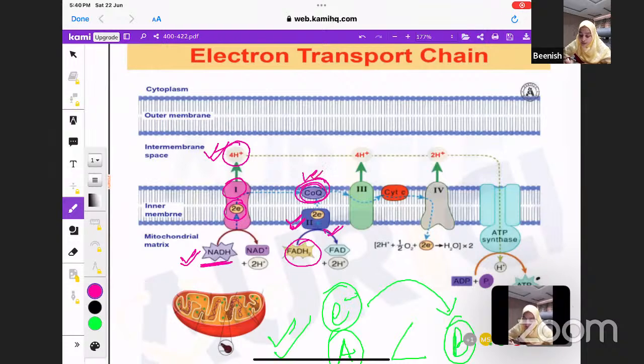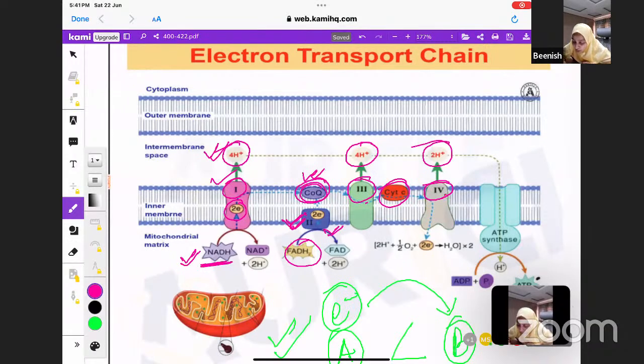Okay, now what happens? Your coenzyme Q has received electrons both from complex 1 and complex 2. Now coenzyme Q is going to give its electron to complex 3. As you can see here, complex 3 is again acting as a proton pump. Energy release is used to pump 4 protons into the intermembrane space. Now from complex 3, the electrons are taken up by cytochrome C, another mobile carrier. Cytochrome C is going to give its electron to complex 4. Complex 4 is acting as a proton pump as well, and 2 protons are being pumped this time.